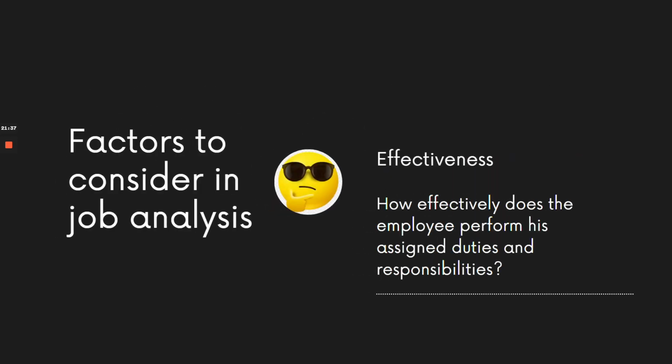Then, another factor is effectiveness. How effectively does the employee perform his assigned duties and responsibilities? So dapat nimo na makita. This is going to involve the details on how the workers perform their assigned task, the materials and essential tools and equipment required to do the task, the skills nga required, and the methods and procedures involved in doing the work. So that's the effectiveness.